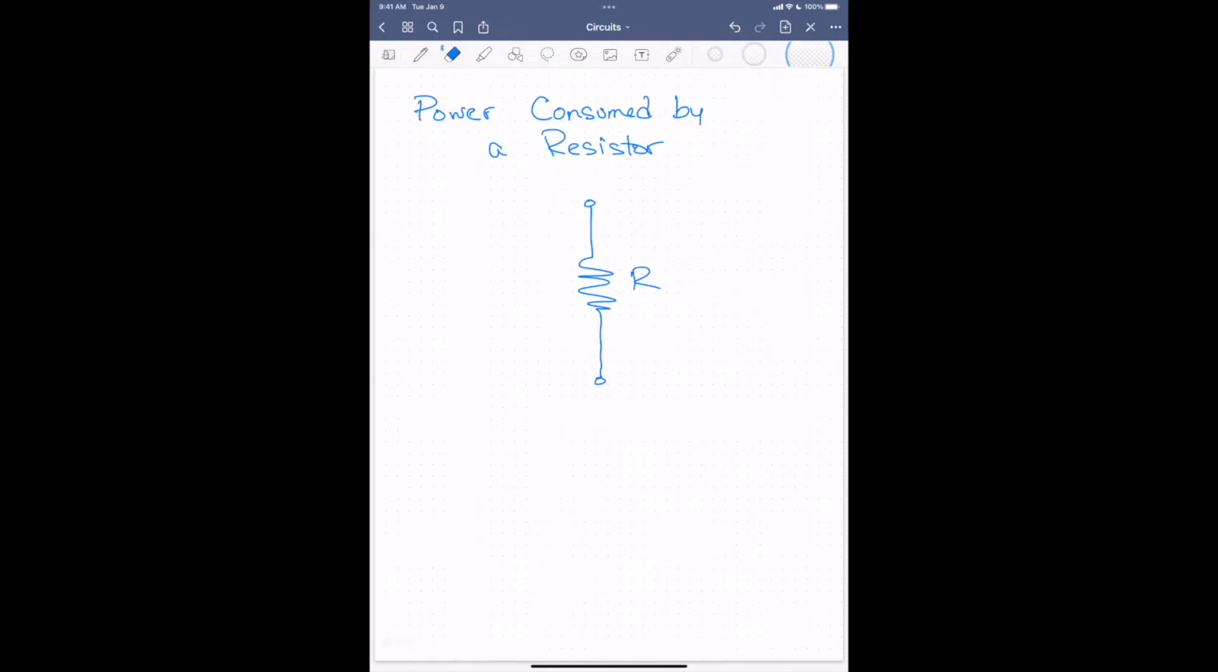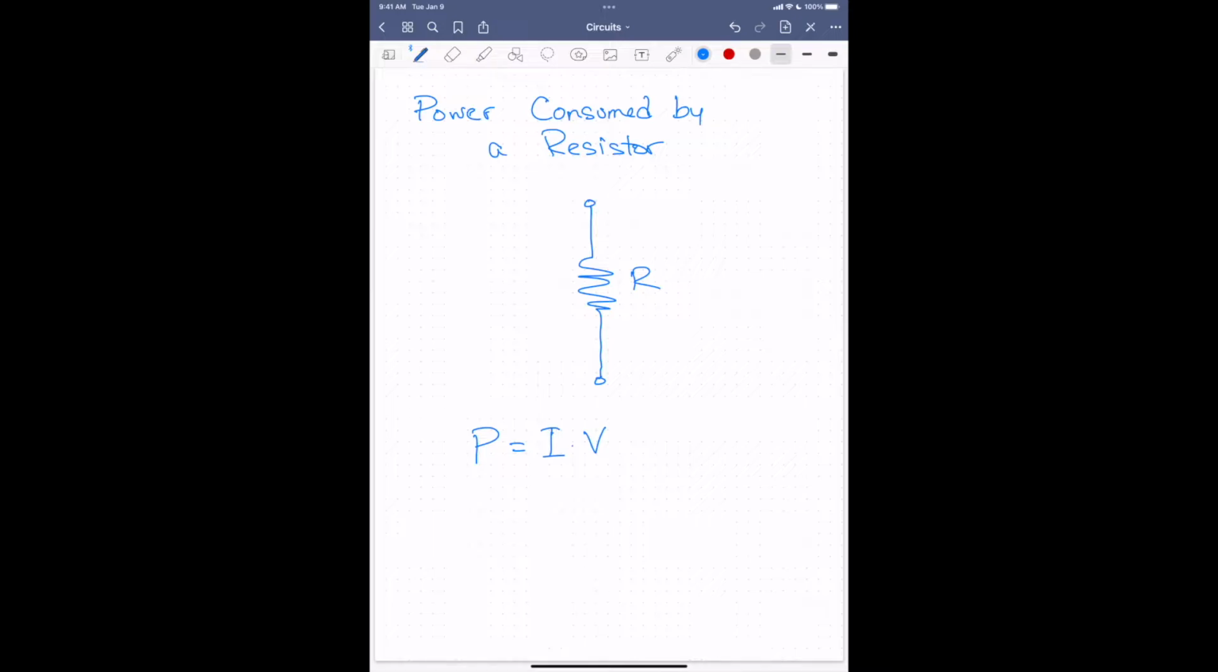When we talk about DC power, we can talk about the power consumed by a resistor. And resistors will never generate power, so they will always have a positive power consumed. We define the relationship for power as P is equal to I times V, the current times the voltage. I remind people to just say PIV, just like we said VIR for Ohm's law. It's just a quick mnemonic to help you out.